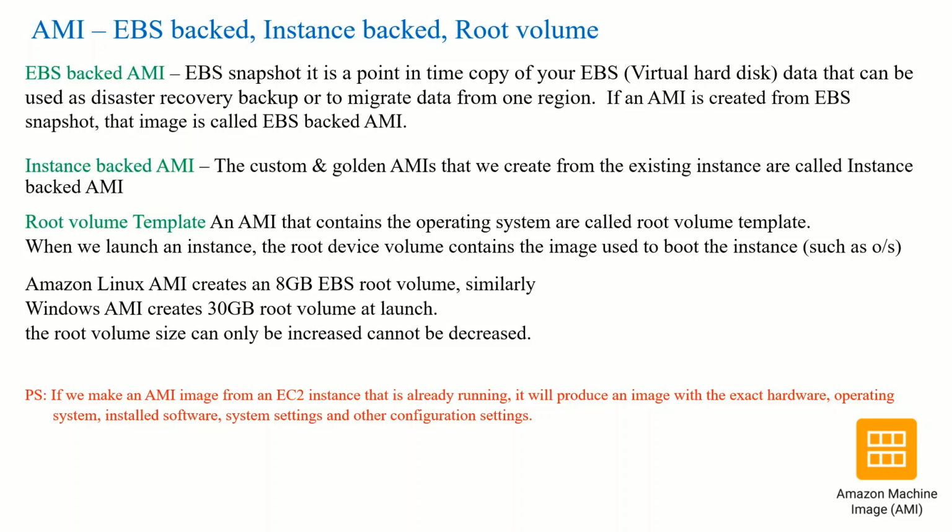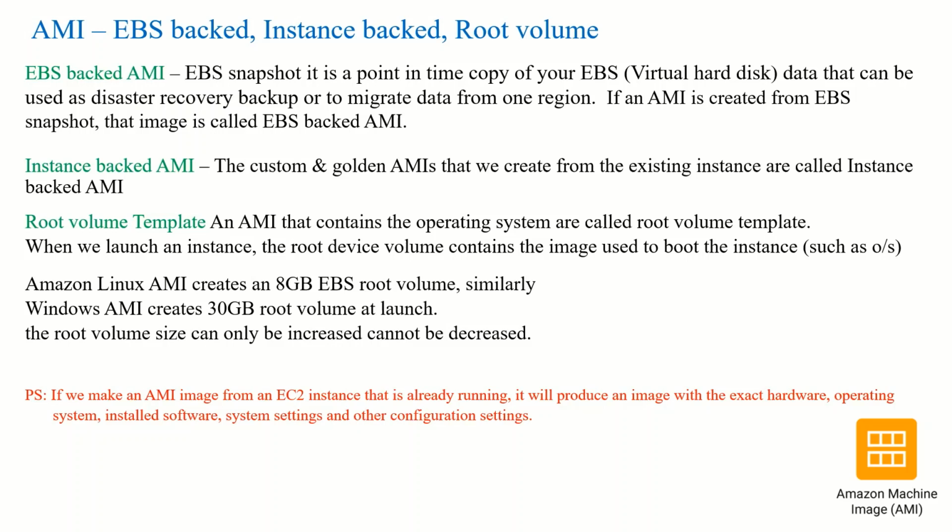That is, every 5 minutes, every 10 minutes, or every 30 seconds, you can create a snapshot of your hard drive. That is the default root drive, 30 GB, or the additional add-on hard drive, whatever you have created. That backup, that snapshot, you can create. From that snapshot, you can create an AMI, Amazon Machine Image. So that type of image is called EBS backed AMI.